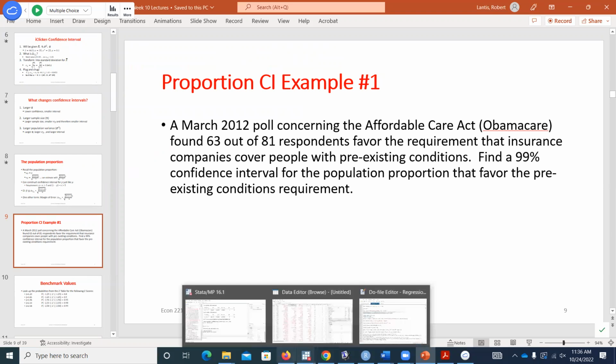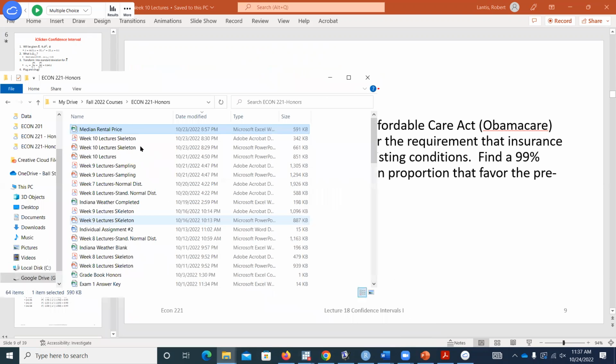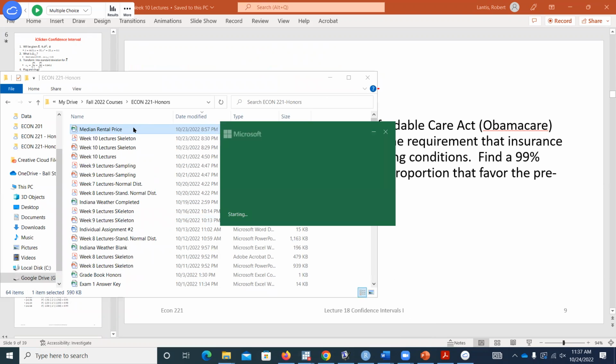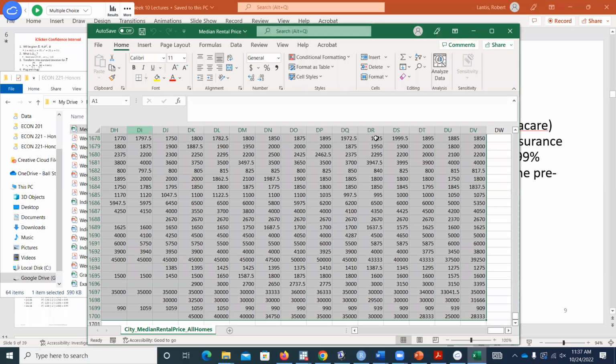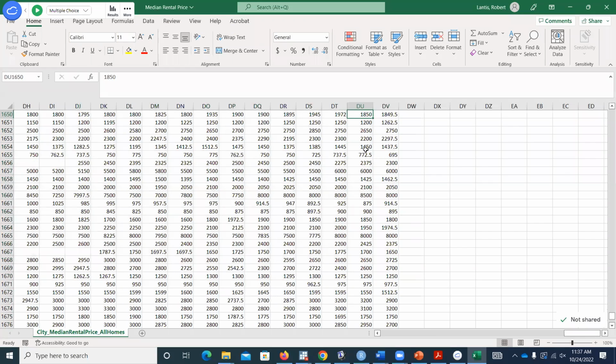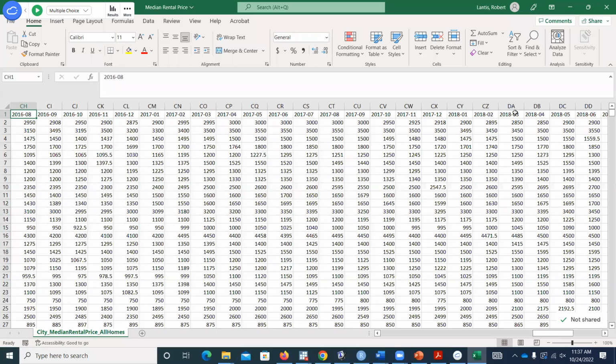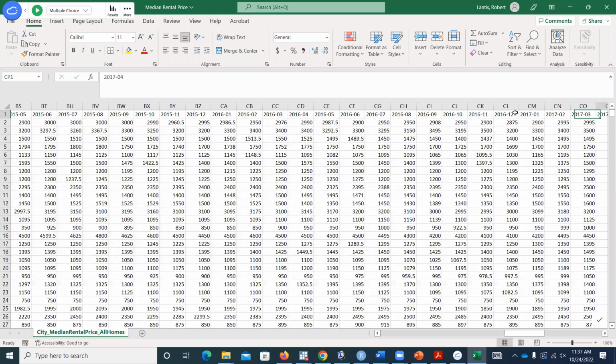Under the in-class data folder, I believe I put this median rental price data set. So I went out and grabbed this the other day. The last month was December 2019. We've got a bunch of data here. I guess I should have cleaned this up.